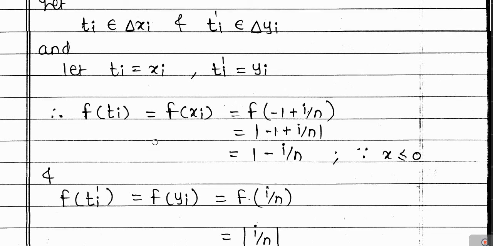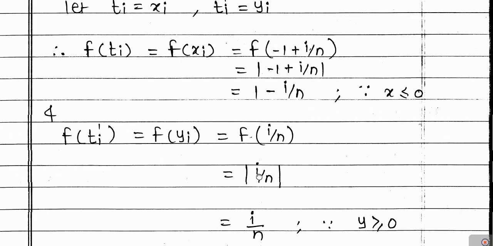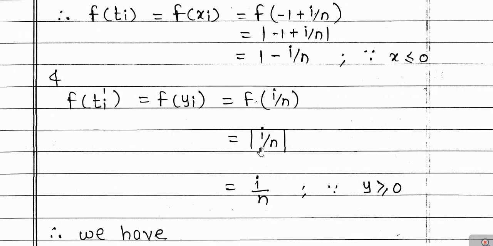Next, f of Ti dash is equal to f of Yi, put the value of Yi. Yi we have considered as i by n. So f of Yi means f of i by n, and as i by n is a positive quantity, f of i by n is simply the mod of i by n, which is equal to i by n, as here the Yi are positive quantities.